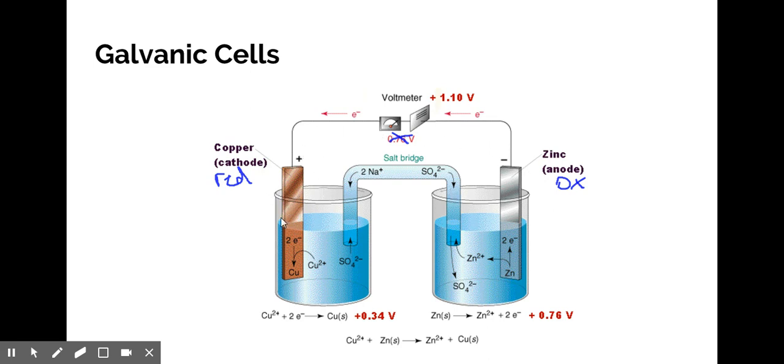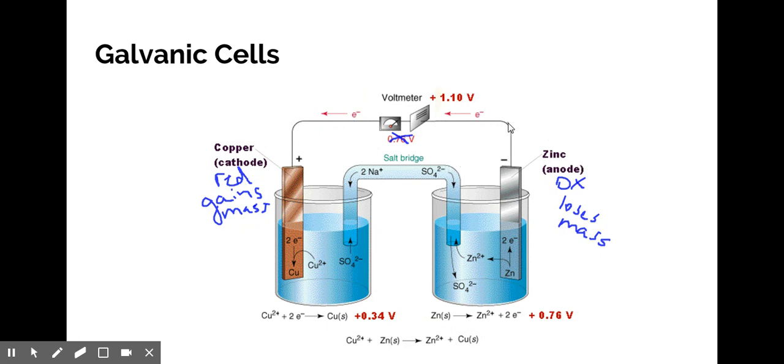One way: your cathode will always gain mass. So if anywhere in the problem it says something about an electrode gaining mass, then you know that electrode that's gaining mass is your cathode. Your anode loses mass. So if anywhere in there it says that you have an electrode that is losing mass, then you know that is my anode. So that's one way to determine who's my anode, who's my cathode.